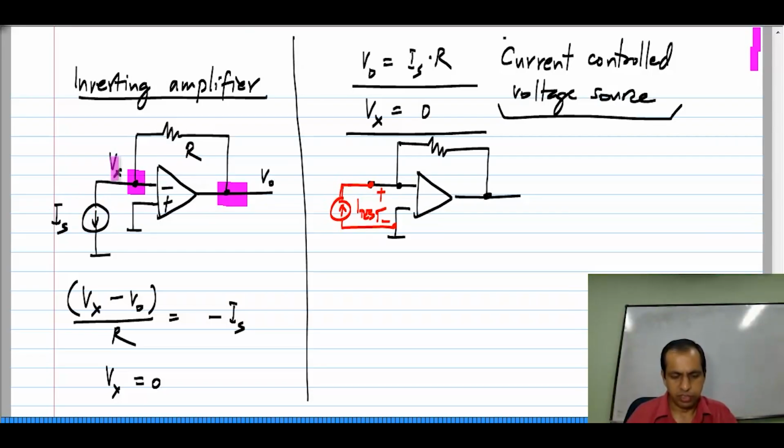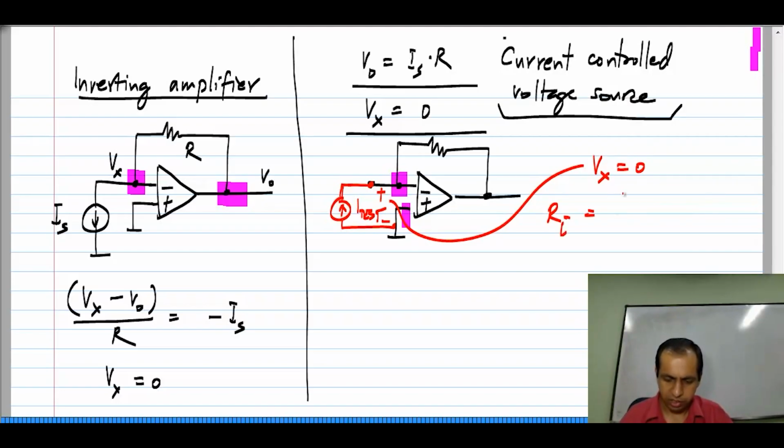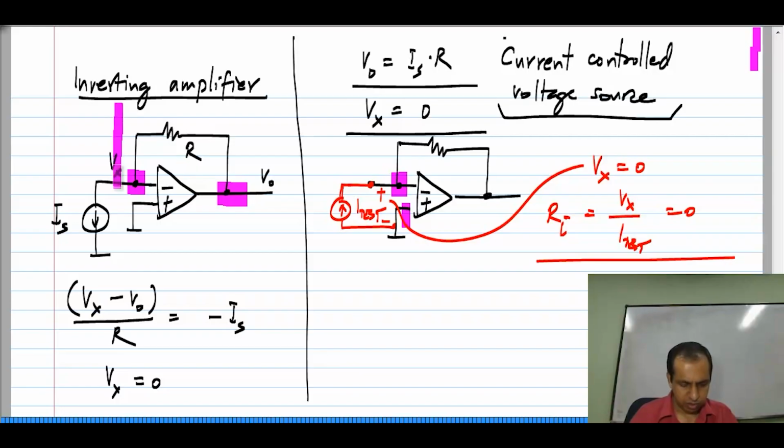The direction of I test is opposite that of Is, but that is irrelevant, because whatever the value of Is, this Vx is 0. That is because of the virtual short between this point and that point, between the inputs of the op amp. So, that means that basically that voltage Vx is 0. So, the input resistance Ra is Vx by I test, which is 0. So, the input of this circuit presents a short circuit to the source, whatever source is connected. So, it is truly a current controlled source.